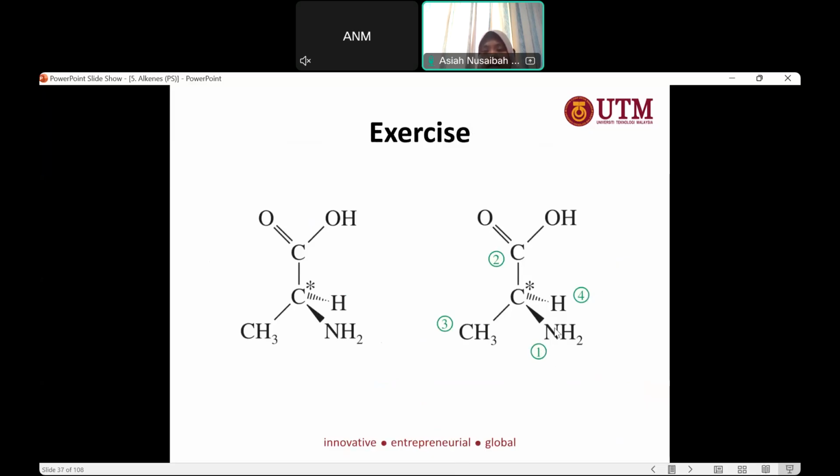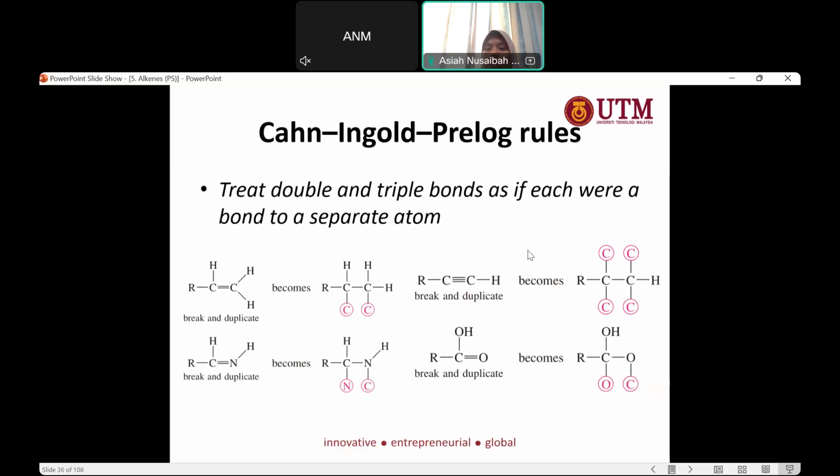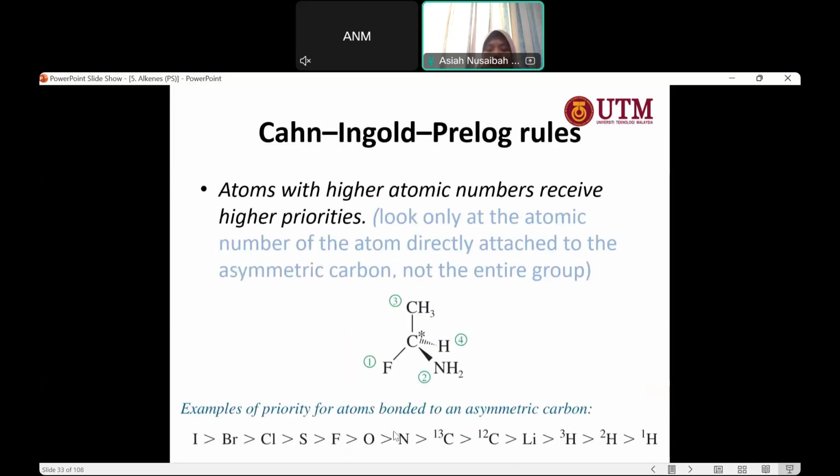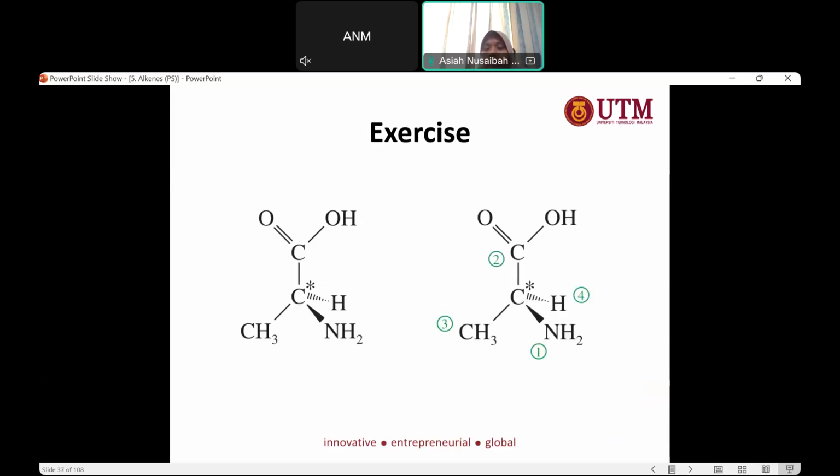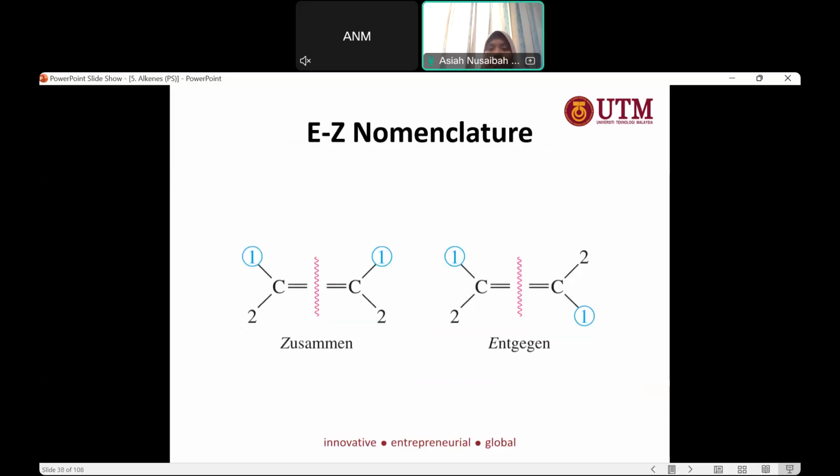N and H we understand. But how about C? We have to see the adjacent atom. So this C is attached with H, this C is attached with O. Go back to the trending. So O comes before C and H even. So that is why in this structure, this COOH becomes number 2, the CH3 becomes number 3. You understood that? If you don't understand, simply pause the video and try to understand and continue again.